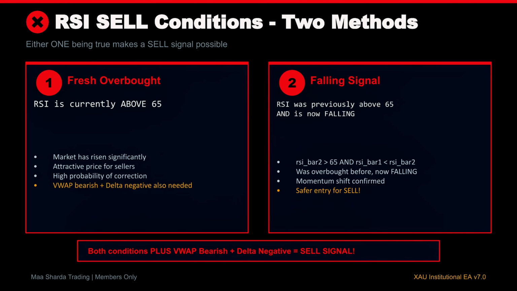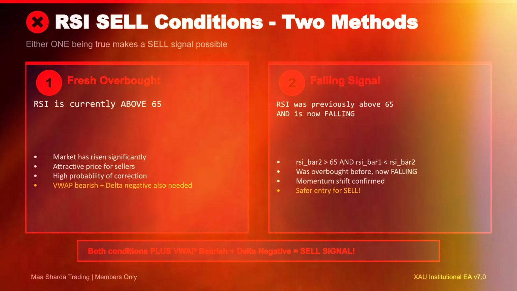For sell conditions, the 2 methods are fresh overbought, RSI currently above 65, or a falling signal, RSI was above 65 and is now falling. Both conditions require a VWAP bearish trend and delta negative to generate a sell signal. The falling signal provides a safer entry.